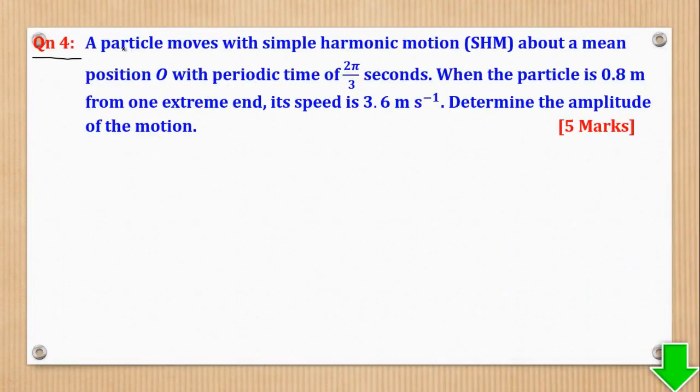Then question 4: a particle moves with simple harmonic motion about a mean position O with periodic time of this. When the particle is 0.8 meters from one extreme end, its speed is this. Determine the amplitude of the motion.